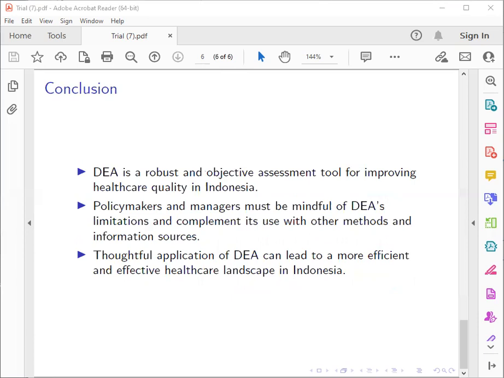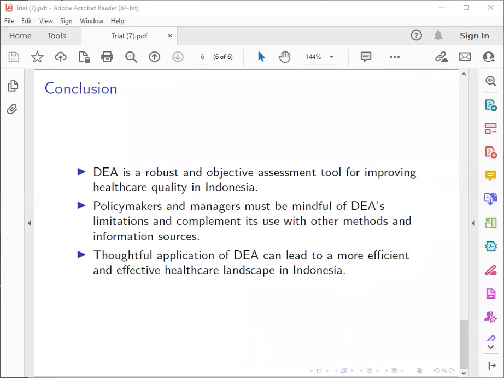Let's take some key lessons learned here. We have summarized some of this: DEA is a robust and objective tool that enables us to evaluate the efficiency of healthcare providers, and we can identify which areas could be improved. By comparing the inputs and the outputs, we can incorporate quality indicators. We can use DEA to get a comprehensive analysis of the healthcare services.